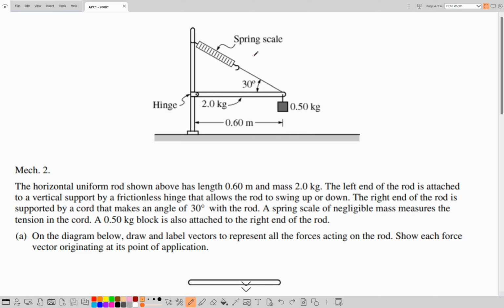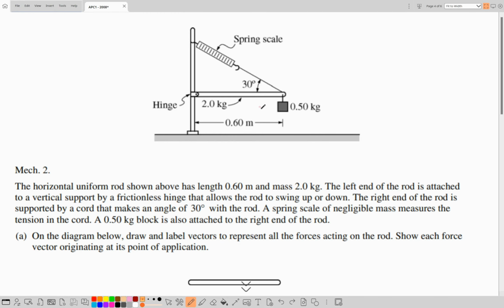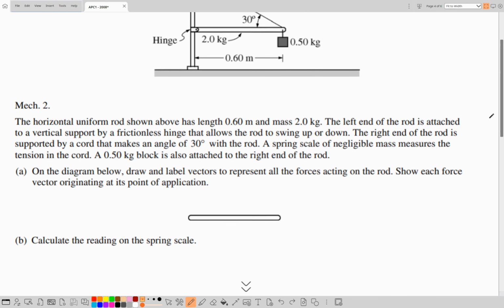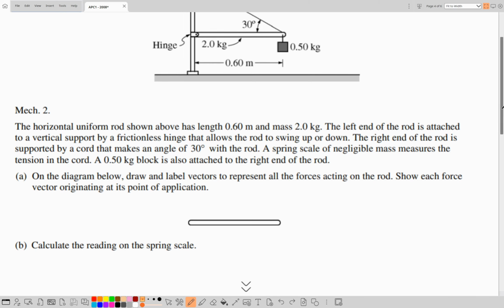So what is the role of the spring scale? It is to measure the tension in this cord. A 0.50 kg block is also attached to the rod at the end of the rod. On the diagram below, draw and label vectors to represent all the forces acting on the rod. Show each force vector originating at its point of application.